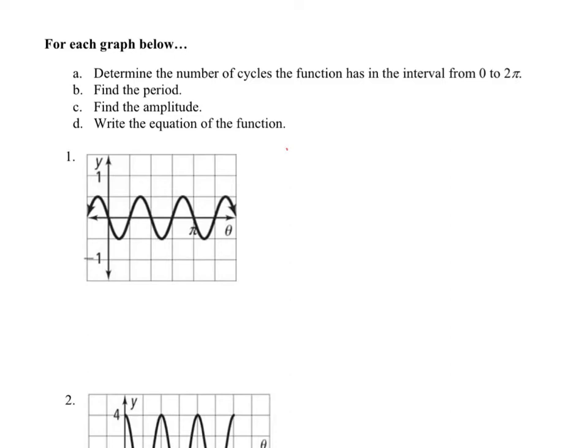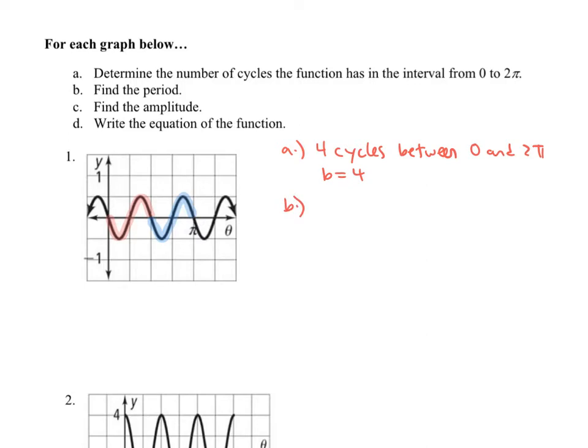So for part A, the number of cycles between 0 and 2 pi, well, if I highlight a cycle, starting at the origin, it goes down, then up, and back to where it started. That would be one cycle. Here's another cycle. Between 0 and pi, I have 2 cycles. So between 0 and 2 pi, there would be 4 cycles. So for part A, there will be 4 cycles between 0 and 2 pi. And that means our b value when we write the equation is going to be 4.